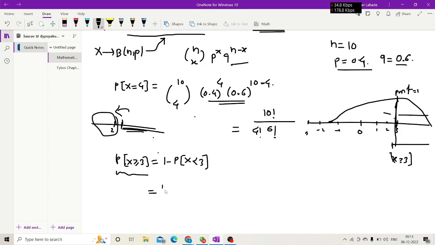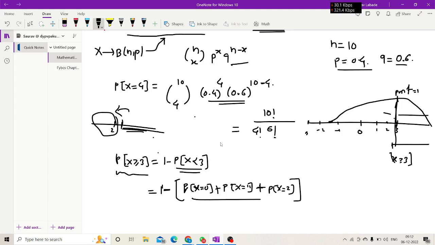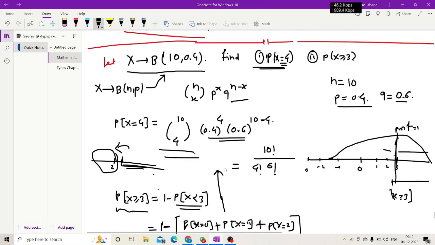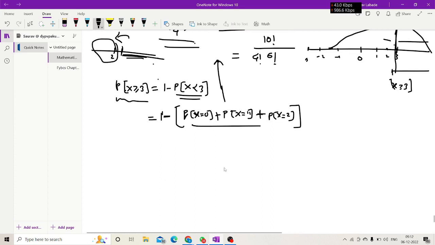Now it is simple again. So 1 minus... now what is the meaning of the probability of x less than 3? Which values will I consider? It will be probability of x equals 0 plus probability of x equals 1 plus probability of x equals 2. Okay, and you already know how to calculate that, right? This is how we calculate it. Similarly, you have to calculate this kind of probabilities. Okay, so this is how we can solve this probability related problem.